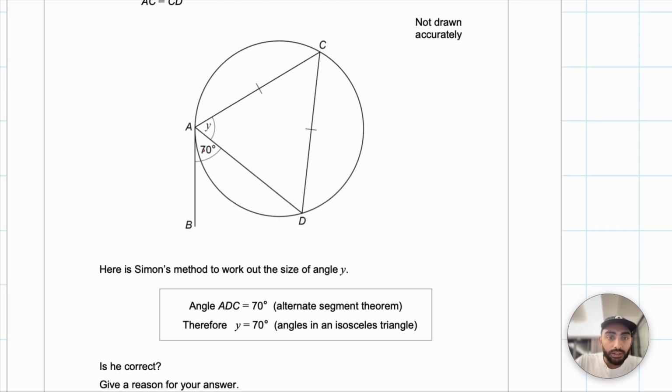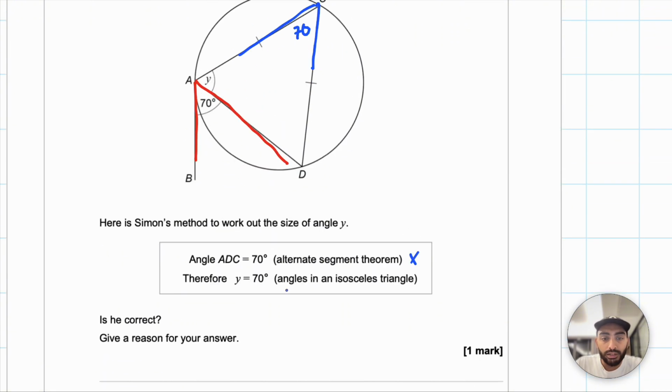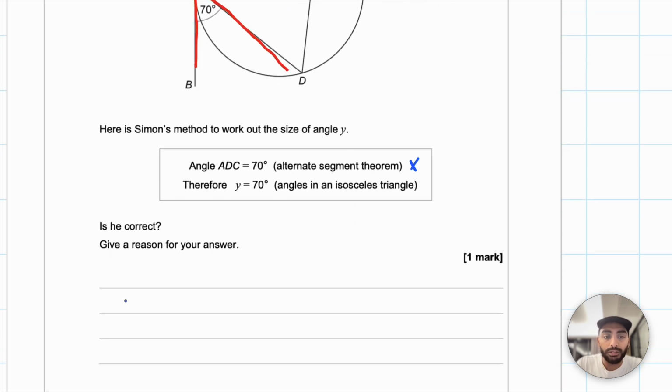That's incorrect, because if we take a look at alternate segment theorem, we've got these pair of lines, and the other pair of lines that we need to consider are these two. So this 70 will actually be alternate to this 70. So that means that first line was wrong. His answer, he uses angles in an isosceles triangle. So you can see isosceles triangle, but because he's got that first one wrong, that would make it wrong. These two will be equal to each other. So all we do is 110 divided by 2, which gives me 55. Y should actually be 55.